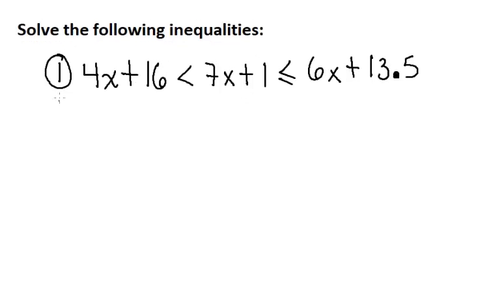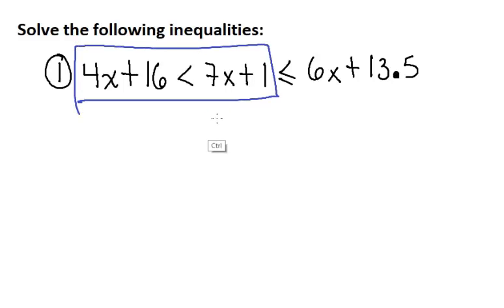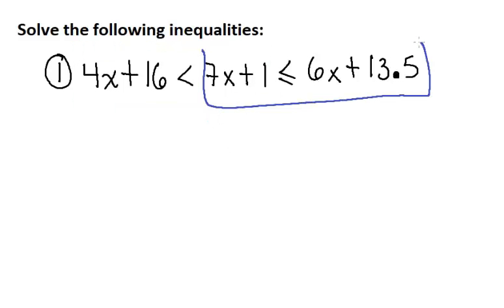Okay. So exercise number one, we need to solve this inequality. What you can see is that there are two inequalities in one. So what we're going to do first is split. How? Well, we're going to copy the middle twice. So we're going to have one inequality, which is going to be this one, and a second inequality, which is going to be this one.